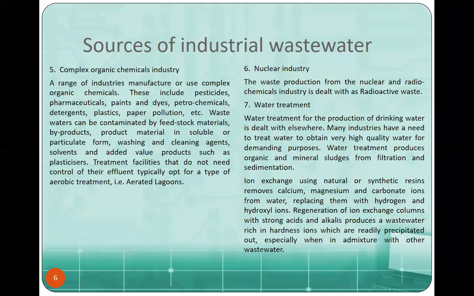5. Complex organic chemical industry. So, a range of industries manufacture or use complex organic chemicals. These include pesticides, pharmaceuticals, paints and dyes, petrochemicals, detergents, plastics, paper pollution, etc. Wastewaters can be contaminated by feedstock materials, byproduct material in soluble or particulate form, washing and cleaning agents, solvents, and added value products such as pesticides. Treatment facilities that do not need control of their effluent typically opt for a type of aerobic treatment, that is aerated lagoon. Number 6, nuclear industry.